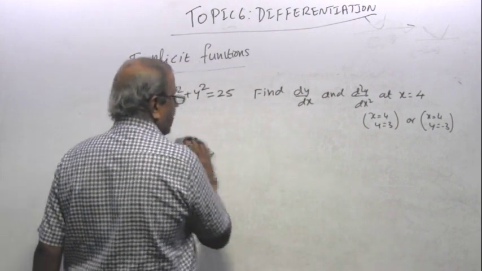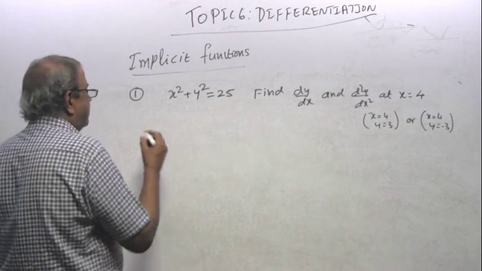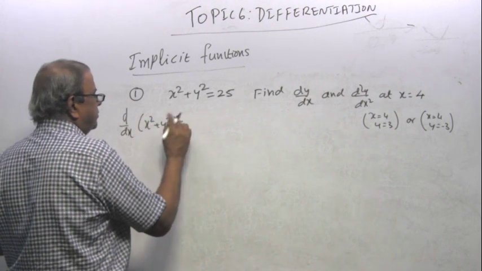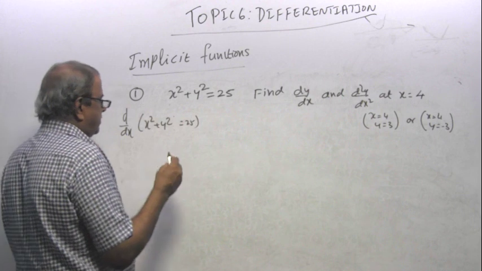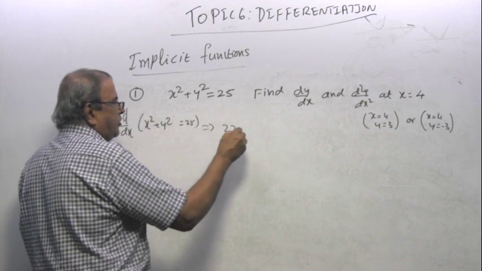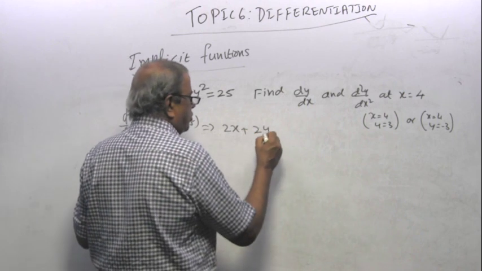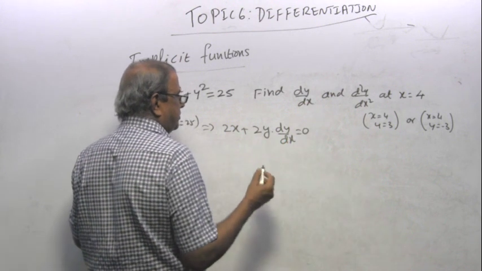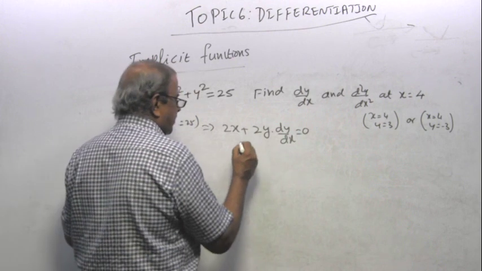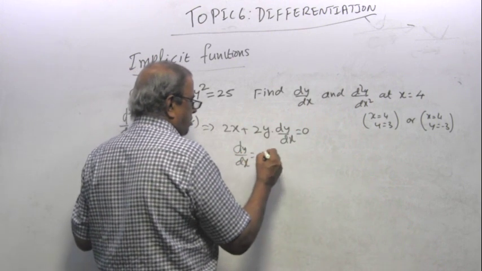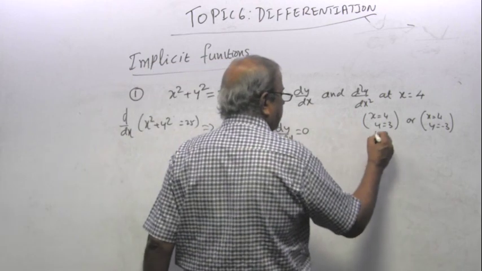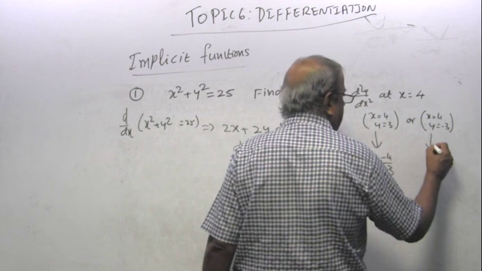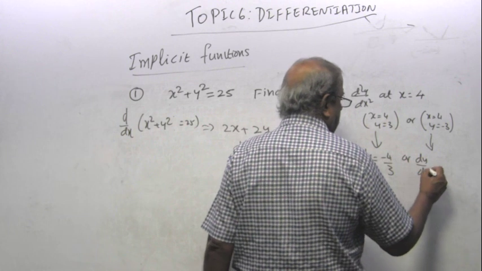It says find the values of, I didn't write everything. So I do d by dx of that. Let's differentiate. I get x squared gives you 2x, y squared gives you 2y, but it's a y with respect to x, so dy by dx equal to 0. Or at this end I can say dy by dx equal to minus x over y. So this one, dy by dx equal to minus x over y. This one, dy by dx equal to minus x over y.